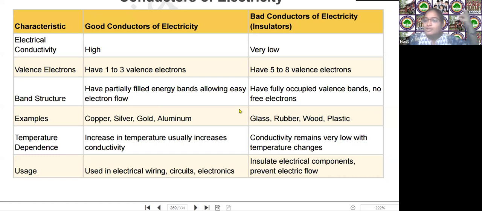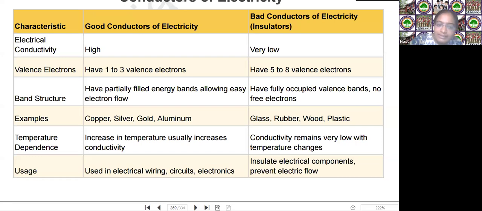But what are the insulators? Glass, rubber, wood, plastic. Okay, these are the insulators. They have a fully occupied valence band, 5 to 8 valence electrons, and a very low electrical conductivity. So what are the insulators? Glass, rubber, wood, plastic. Okay, this point is very important.